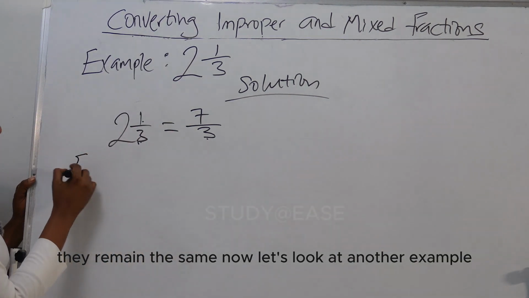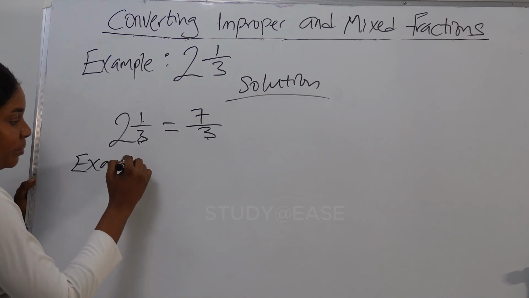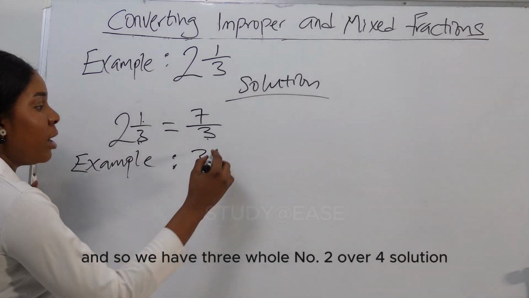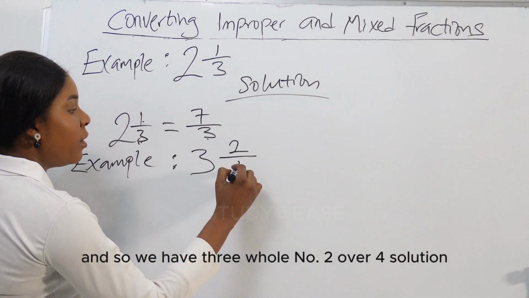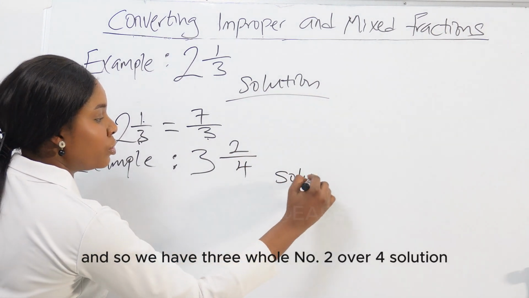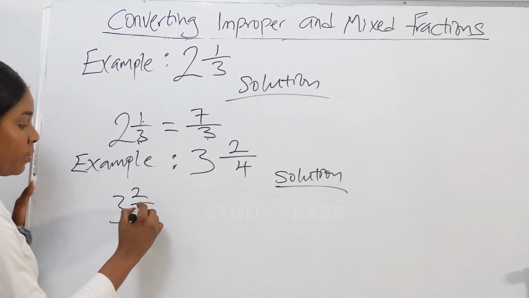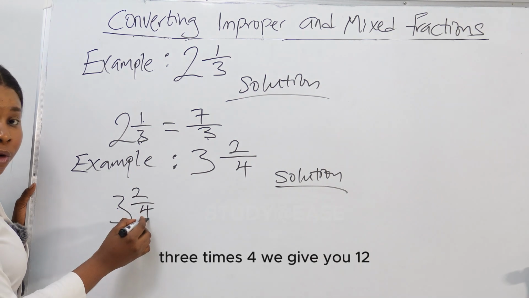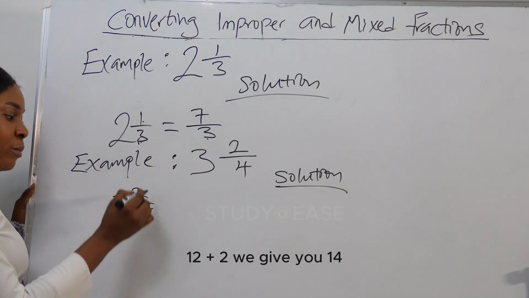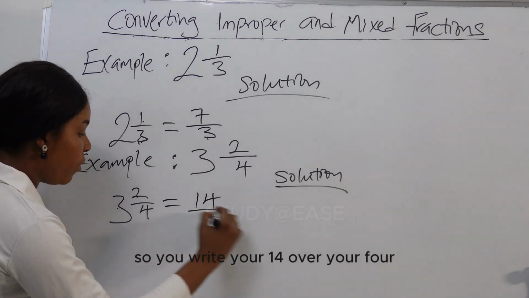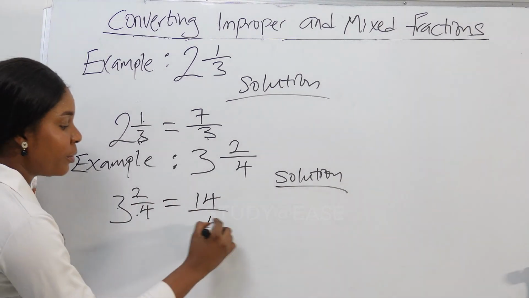Now let's look at another example. Let's say we have 3 whole number 2 over 4. Solution. Three times 4 will give you 12. 12 plus 2 will give you 14. So you write your 14 over your 4.